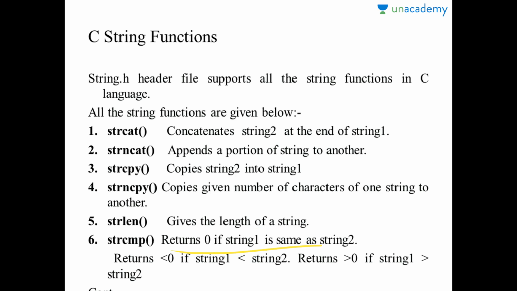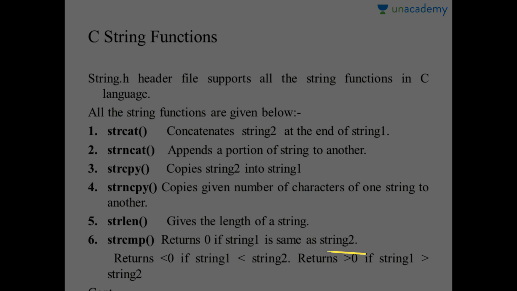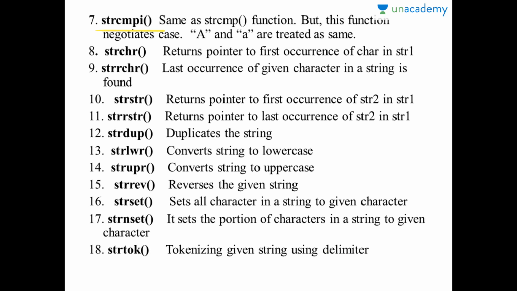Next is strcmp. It will compare two strings. That means it will return 0 if string 1 is same as the string 2. Next is strcmpi. It is same as the compare function, but this function ignores case. That is, it is not case sensitive. Next is strchr. It returns pointer to first occurrence of character in str1. Next is strrchr. It gives the last occurrence of given character. Next is strstr, that is, it returns a pointer to first occurrence of string 2 in string 1. And here are a few more.